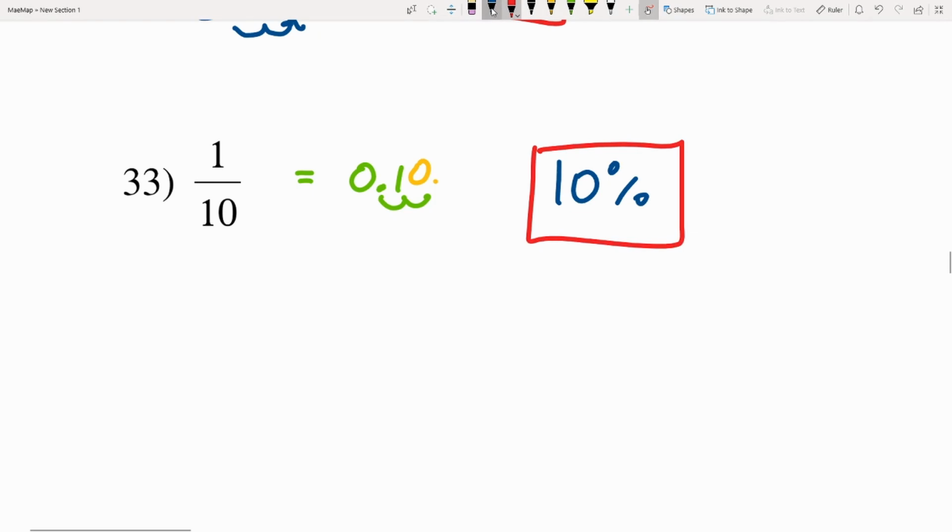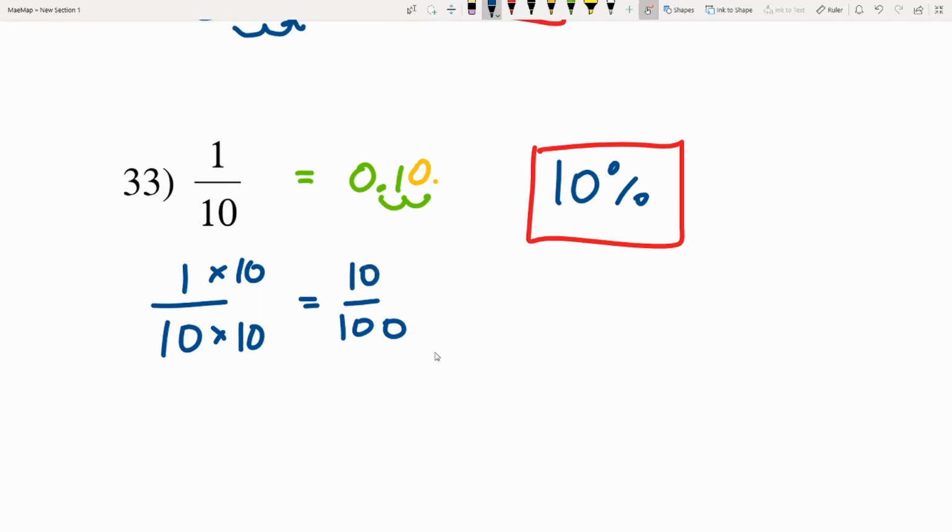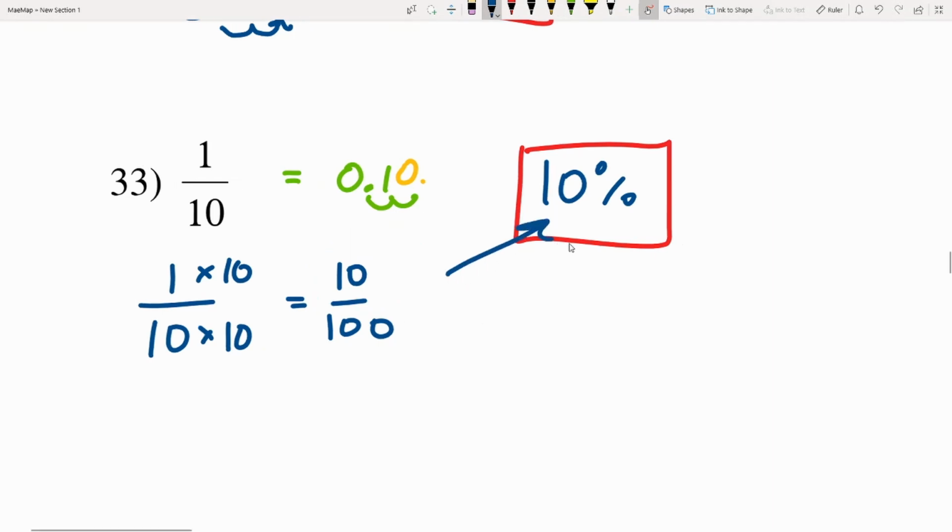The other way we can do this, if I take my original fraction 1/10, I need to multiply my numerator and denominator both by 10. Because 10 times 10 gives me 100 in my denominator, and 1 times 10 gets me 10 in my numerator. 10 100ths, well, that's 10%.